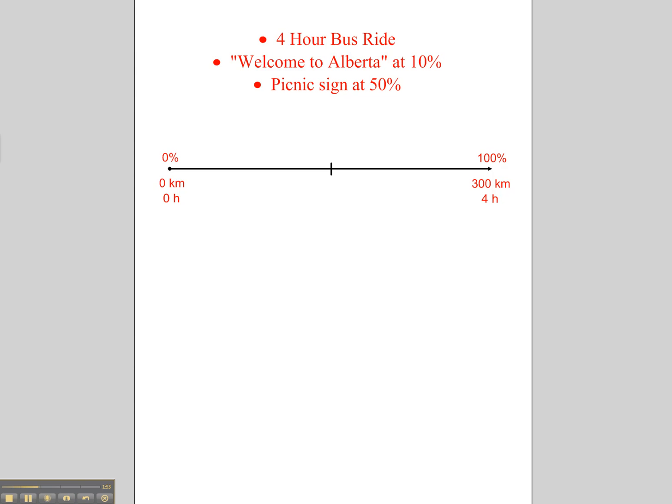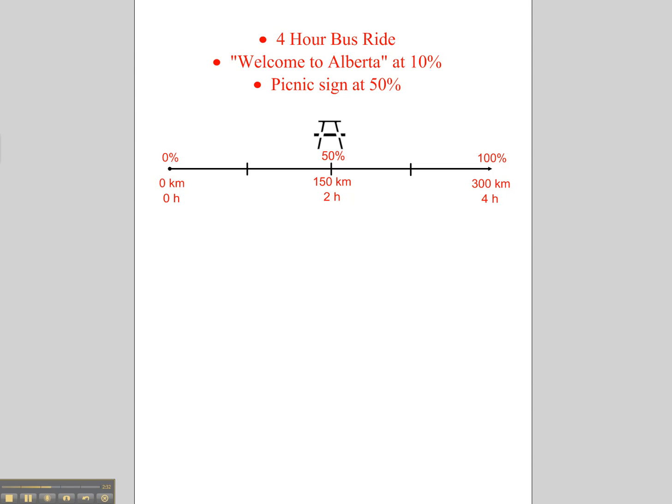One of the first things that jumps out to me, and I hope jumps out to you, is the 50%. It's pretty easy to find out what half of something is. 10% isn't as easy, even though it's one of the first things we're going to find. We're going to try for that 50%. I've drawn a line right in the middle of our line here, and our number line is going to have 50% and half of 300, which is 150, and half of a 4-hour trip, which is 2 hours. So that's quite easy. We realize now that that picnic sign is going to appear when we've traveled 2 hours.